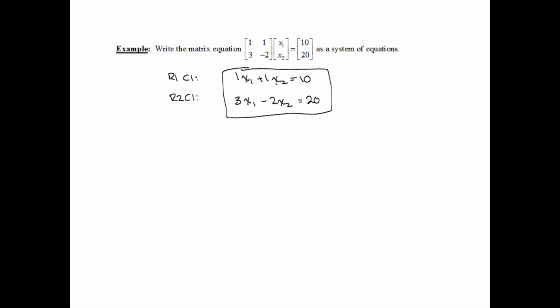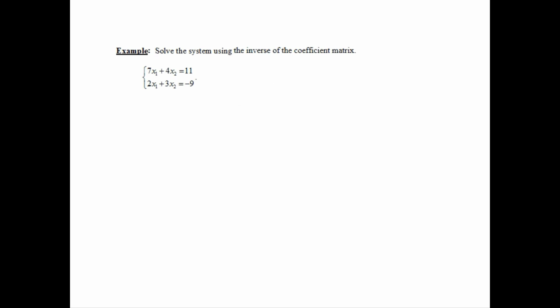Now let's actually solve a system. Let's solve this system using the inverse of the coefficient matrix. The first thing that we need to do is set up our matrix equation. So we have 7, 4, 2, 3. That's what we call our coefficient matrix. Here's my variables, x1, x2, and then my constants on the right-hand side, 11, -9.